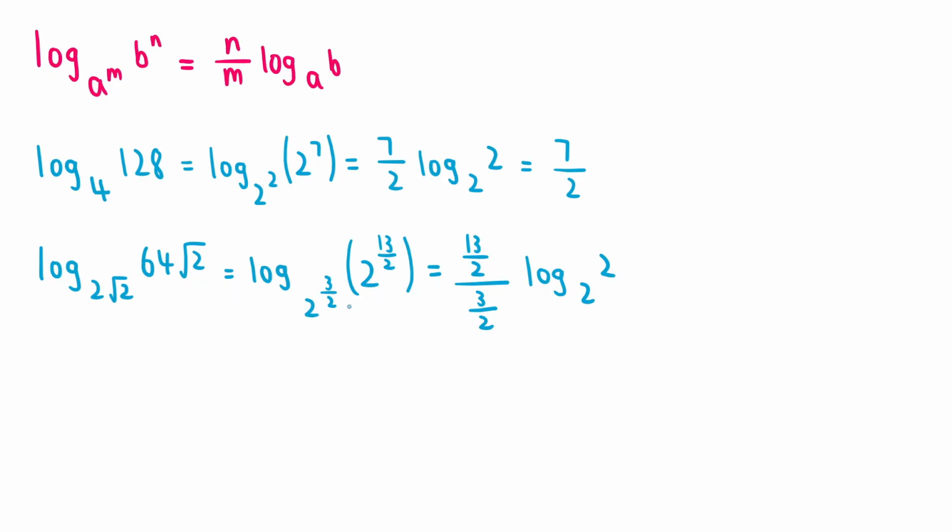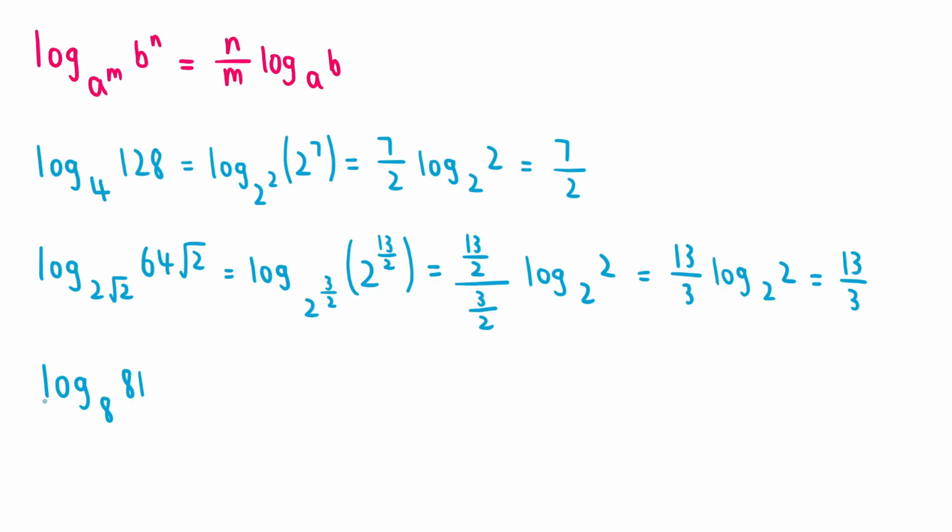So using the extended power rule for logarithms, we can rewrite this as 13 over 2 all divided by 3 over 2 times log base 2 of 2. So to simplify this complex fraction, we need to multiply both the numerator and denominator by 2. So if we do that, then 13 over 2 all divided by 3 over 2 simplifies to 13 over 3. So the entire expression becomes 13 over 3 times log base 2 of 2. And since log base 2 of 2 is equal to 1, the expression simplifies to 13 over 3.